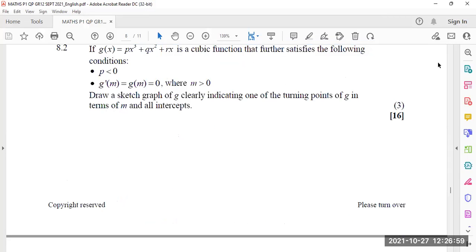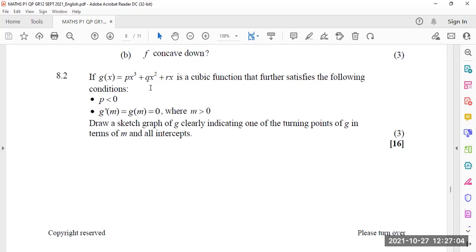There comes another tricky question. This is the last question. I think I'll stop here for today. If g of x equals px cubed plus q, the cubic function that satisfies the following condition: p is less than 0. You see, p here is less than 0.